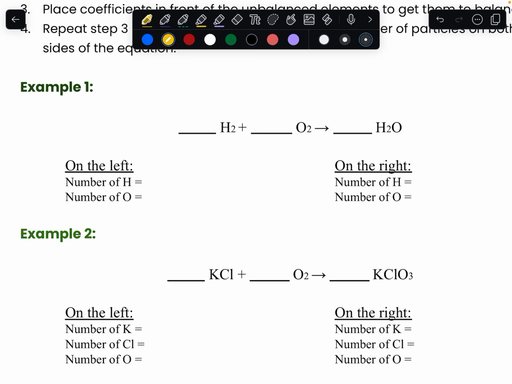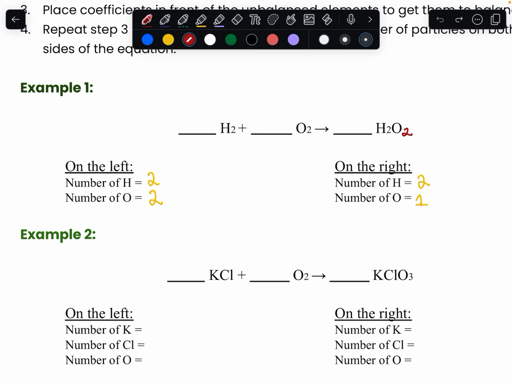So the first thing that I do is I take a look at how many H's are on the left, and I have 2 right now, and I have 2 O's. I also have 2 H's to the right, but I only have 1 O. So to balance this out, I need to adjust my oxygens, and I can only do that by using a coefficient.